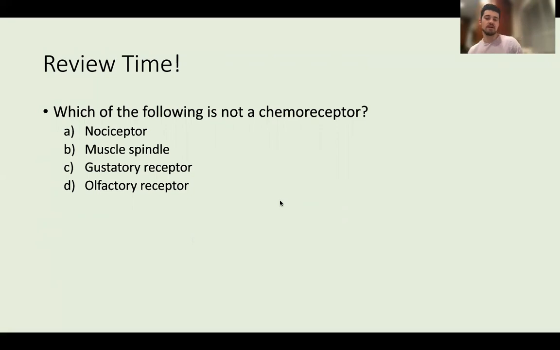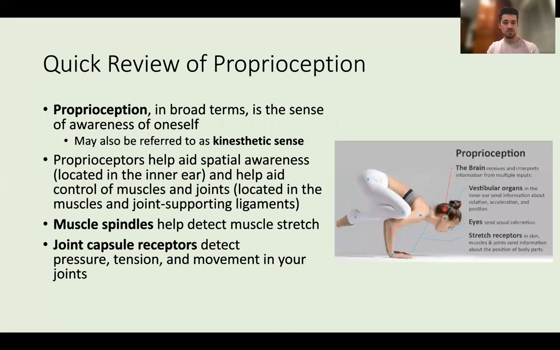Okay, which of the following is not a chemoreceptor? So we have A, nociceptor, B, muscle spindle, C, gustatory receptor, or D, olfactory receptor. So the correct answer is B, muscle spindle. And that's just the muscle spindle, as we were talking about right over here, is part of proprioception.